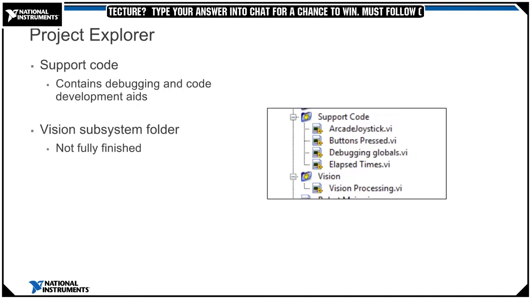Okay, so moving on, looking at the Project Explorer, talking about support code. This folder contains any debugging and code development aids. If you make helpful little VIs, like converting meters into inches, or I guess the other way around would be more helpful, things like that can live in here so that they can be independently used by different subsystems. It's a great place to put them.